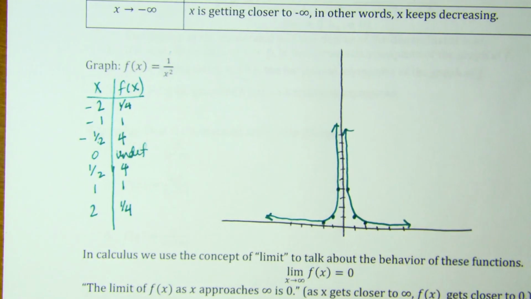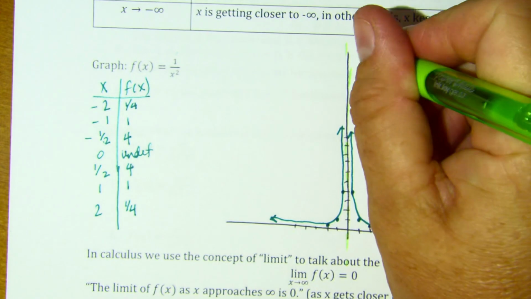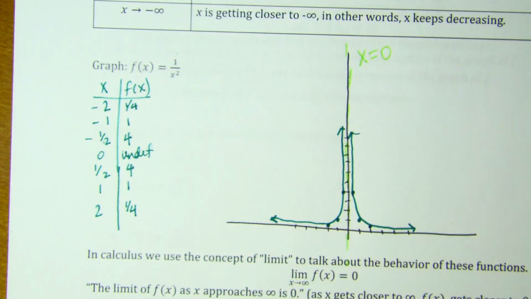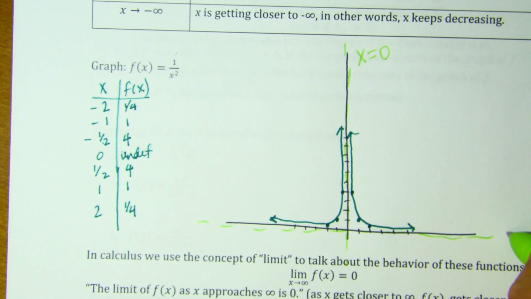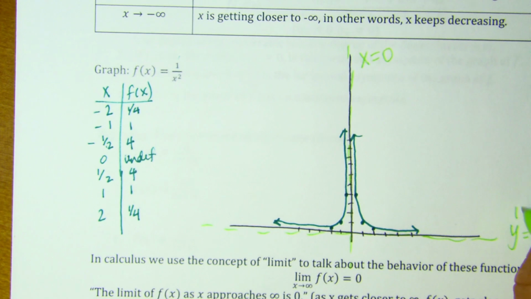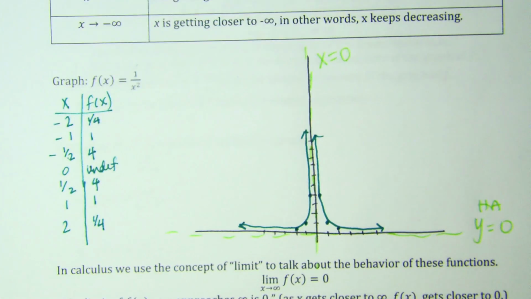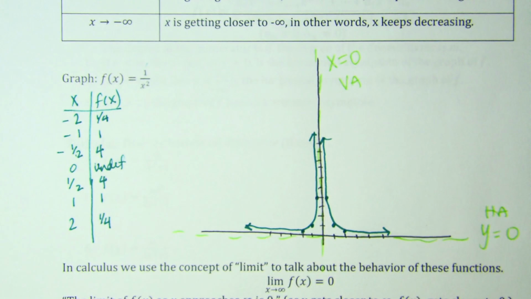So we can see that, again, we have a vertical asymptote here at the y-axis. That's the line x equals 0. And I have a horizontal asymptote here at the x-axis. That's the equation of y equals 0. So that's my horizontal asymptote. I'll usually abbreviate that as HA, and my vertical asymptote as a VA.